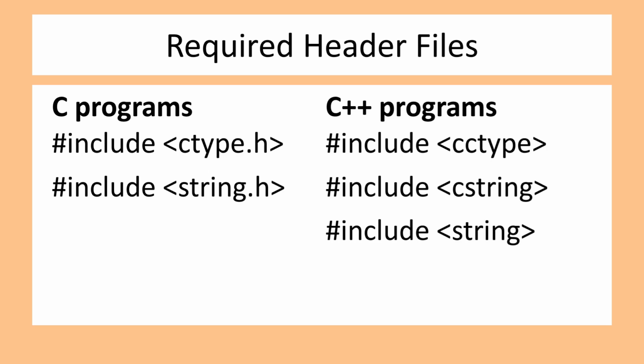You need some header files. If you're writing a C program, I'm going to use ctype.h, and that's for character typing. Also includes string.h. C has a whole collection of string routines. Now watch out, because if I move over to C++, the equivalent of ctype.h is cctype without the .h. The equivalent of string.h is cstring without the .h. And C++ has its own string routines, and that's just with #include, open angle bracket, string, close angle bracket.